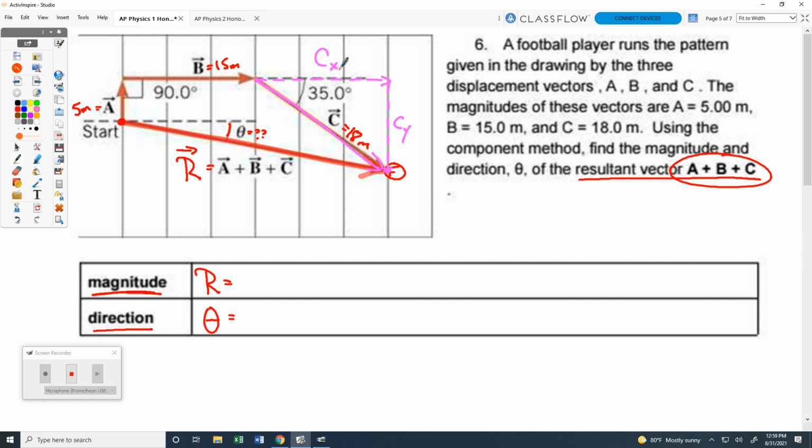Now to find CX, just like we were doing before, it's adjacent to this 35 degrees that they gave us. We should be able to use cosine. So the cosine of 35 degrees would equal CX over my hypotenuse of 18. If I take 18 times the cosine of 35 degrees, I should be able to find CX. CY is going to be something similar, except that it's opposite, so I would use sine. That now gives me the pieces.